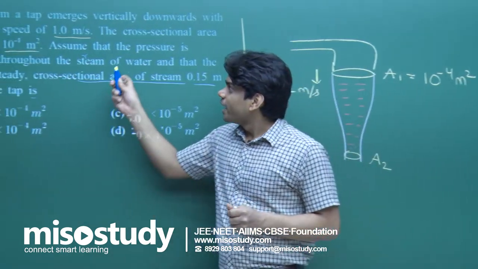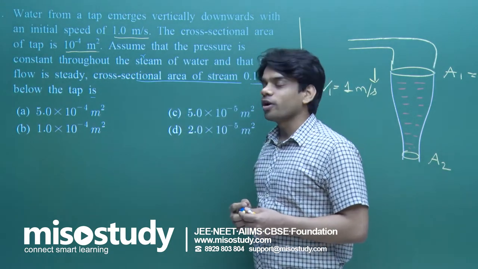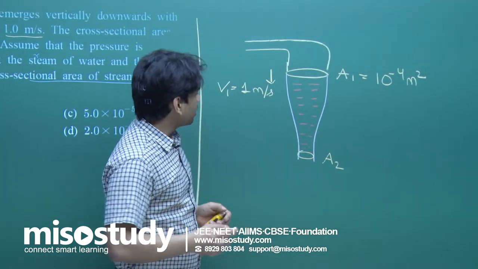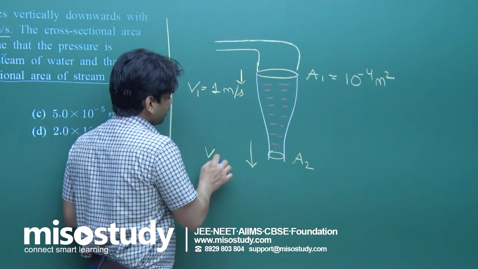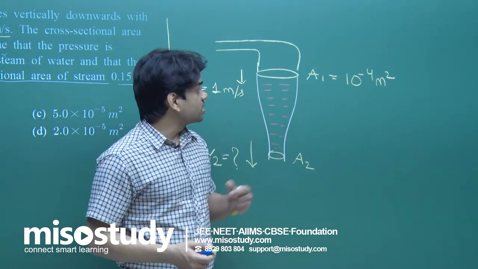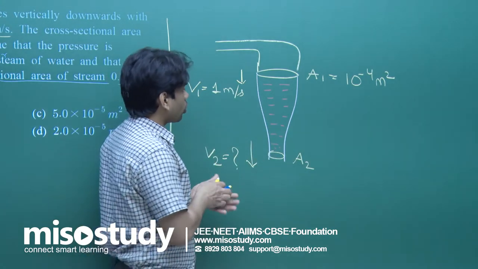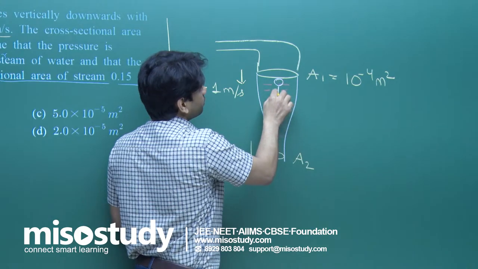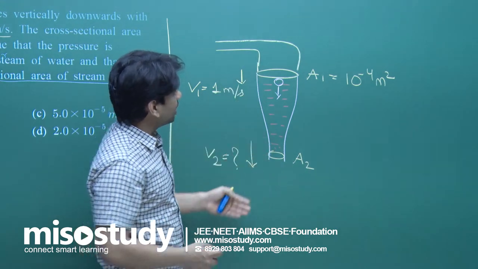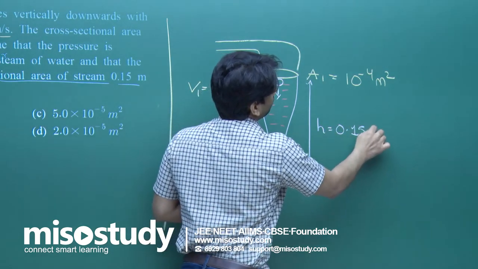Next thing, try to see here. Assume that the pressure is constant throughout the stream of water and that the flow is steady. The cross-sectional area of the stream 0.15 meter below the tap is asked. So we need to find out what the cross-sectional area is at this point. Let's say we take the speed of the stream to be V2 here. It says that pressure at every point is equal, and that can be taken to be equal to atmospheric pressure. Whatever water droplets come from this end start with a speed of V1, that is 1 meter per second, and will travel a height of 0.15 meter. This is the height, 0.15 meter.